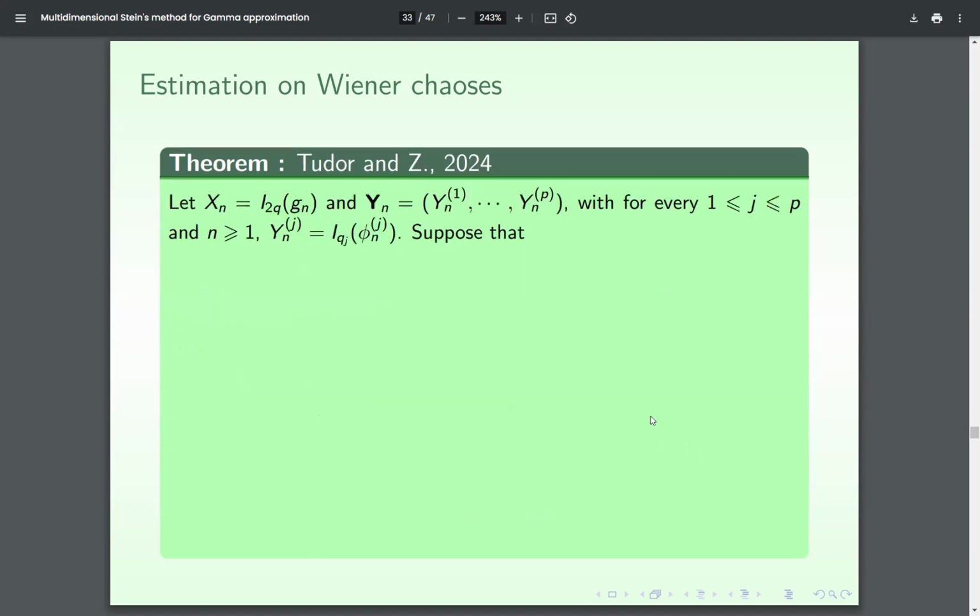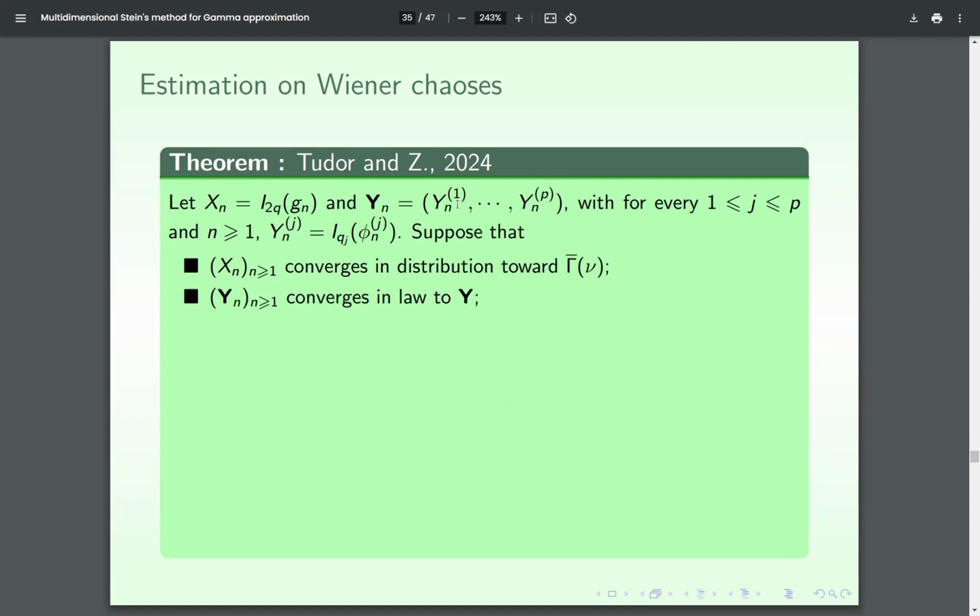following. So I give X_n, a sequence of random variables belonging to the Wiener chaos of order 2q. I give a random vector Y_n, which I suppose also belongs to some Wiener chaos, of order q_j. And we suppose some minimal conditions. The first one is that X_n converges to the gamma distribution, and that the random vector Y_n converges to something. And finally, that we have asymptotic decorrelation, meaning that the expectation of X_n times every component of the random vector goes to zero. And one more technical condition coming from the fourth moment theorem I explained in the previous slides.